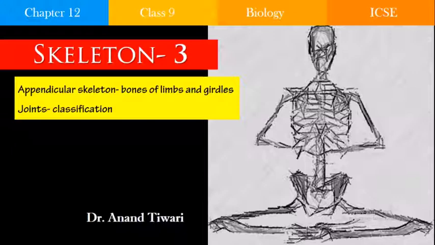Today we will be discussing the appendicular skeleton, which consists of the bones of the limbs and girdles. We will also be discussing the different types of joints that are present in the bones and how they are classified. So let us start with the bones of the limbs.